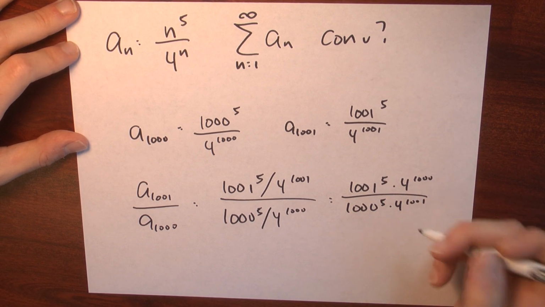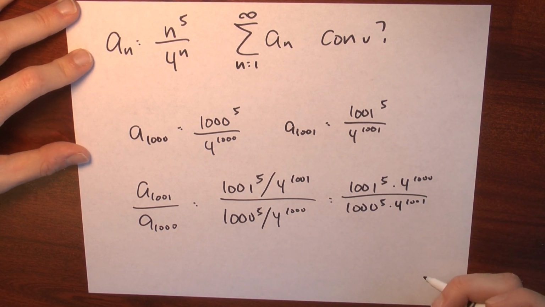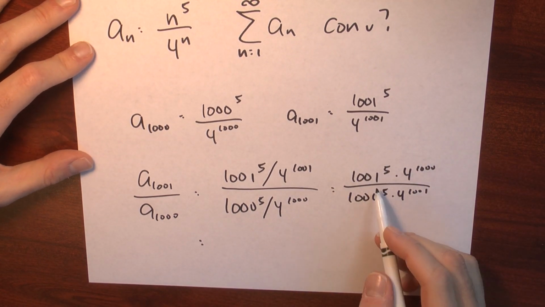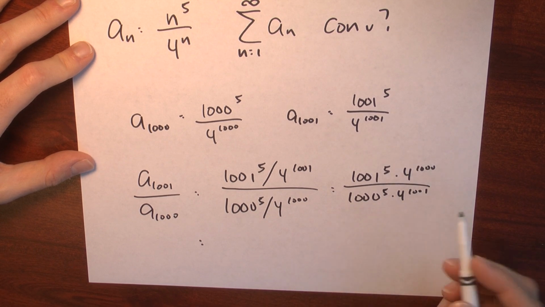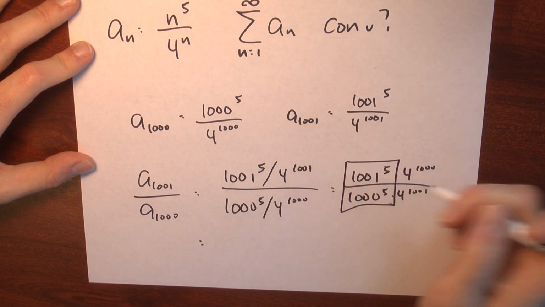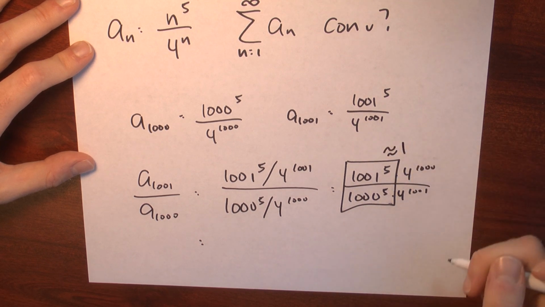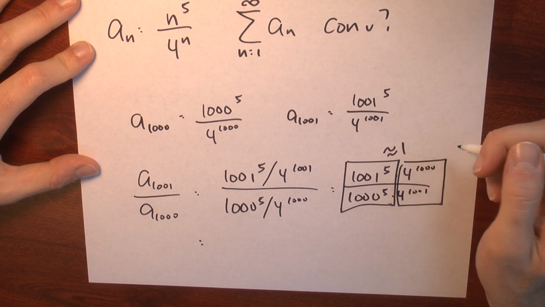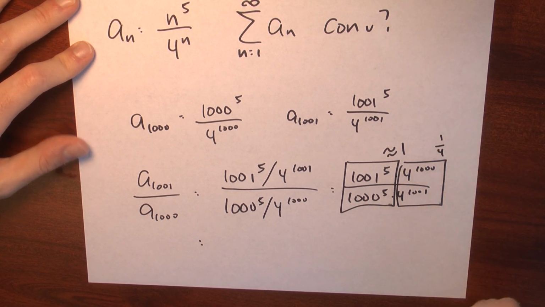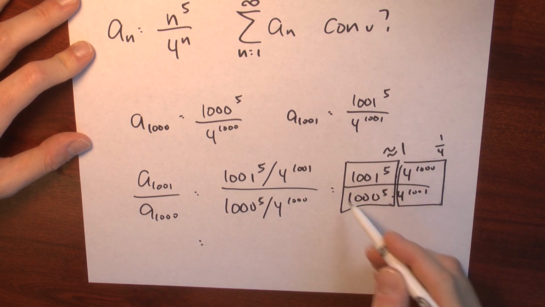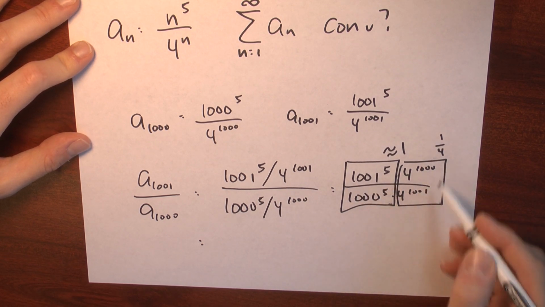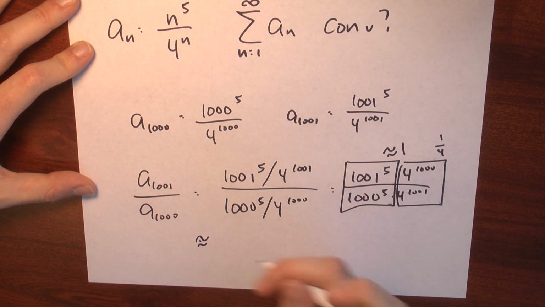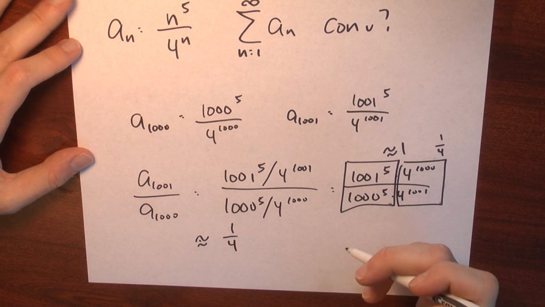Now I should split this up and think about these two pieces separately. How big are these two pieces? Well, 1,001 to the 5th power divided by 1,000 to the 5th power, this piece here is pretty close to 1. And this piece here is exactly 1/4. So if I've got a number that's close to 1 and I'm multiplying it by a number that's close to 1/4, this fraction is not equal to, but about 1/4.